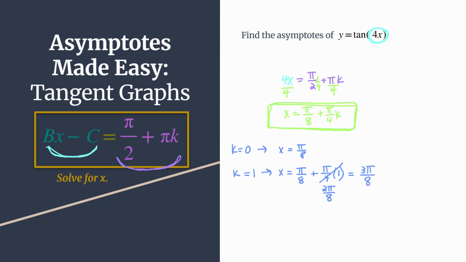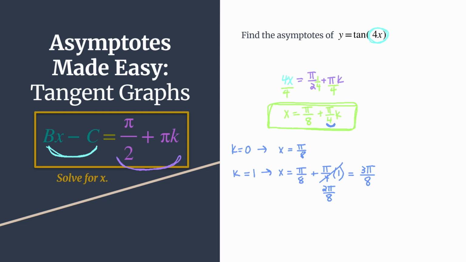Notice that this one is to the right of the first one that we found when k is 0. They're spaced apart by 2 pi over 8, or by pi over 4. And that's actually the period of tangent of 4x, which is pi over 4. You can see that right here in the asymptote generating equation. You're just taking the asymptote that you're working on and adding a period to it, so in this case, pi over 4.